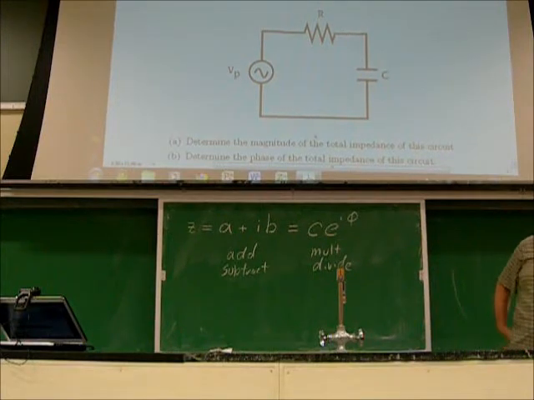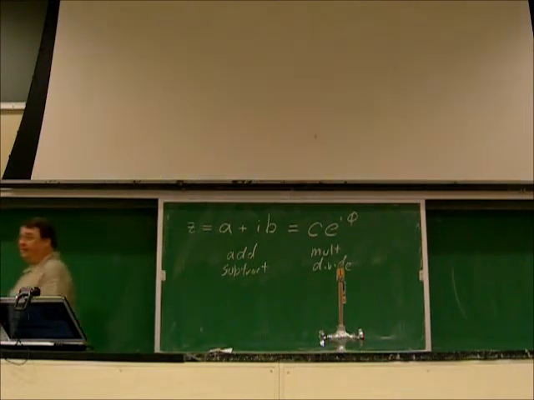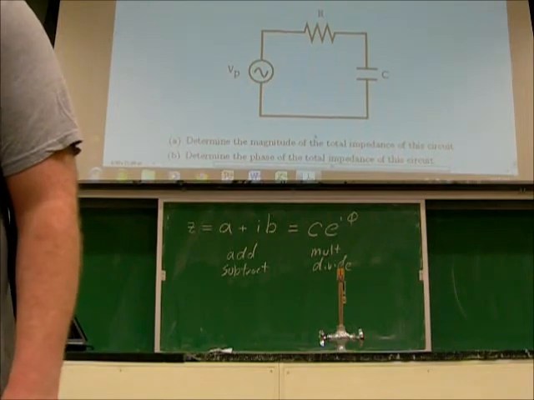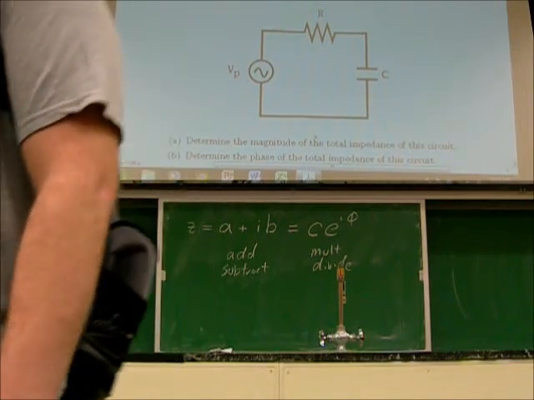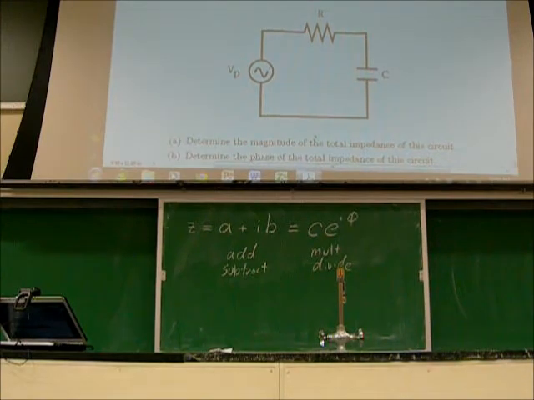So in the course of solving a circuit problem, we're going to have to add to get the total impedance. We're going to add the impedance of the resistor to the impedance of the capacitor. And so we're going to want to start in A plus iB. However, every other manipulation throughout the course of the problem is going to be multiplication and division. So for that reason, we're going to want to put all quantities that we know of into the form C e to the i phi.